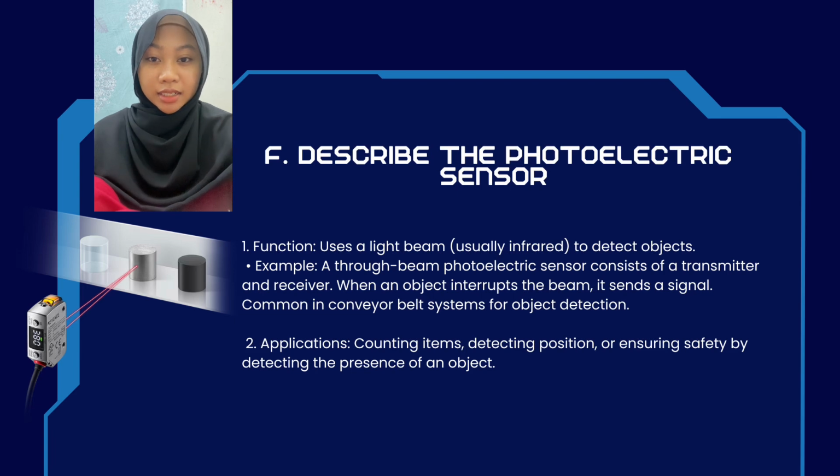For the next one is photoelectric sensors. The function for these photoelectric sensors uses a light beam, usually infrared, to detect objects. For example, a through beam photoelectric sensor consists of a transmitter and receiver. When an object interrupts the beam, it sends a signal, common in conveyor belt systems for object detection. For this application, it can count items, detect position, or ensure safety by detecting the presence of an object.